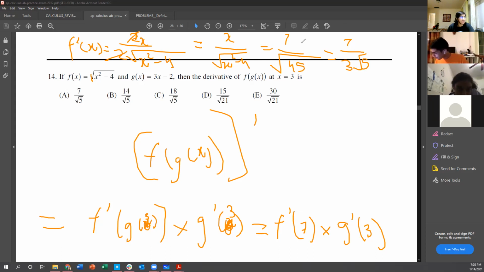So essentially, we just took f prime of x and evaluated it at 7. So you're going to get 7 over 3 root 5. This right here is 7 over 3 root 5. Now, g prime of 3, the derivative of g is just 3. So it doesn't matter whether we evaluate it at 3, 10, 1 billion, doesn't matter. The derivative is 3. So the 3's will cancel. You're going to get 7 over root 5, which happens to be A.